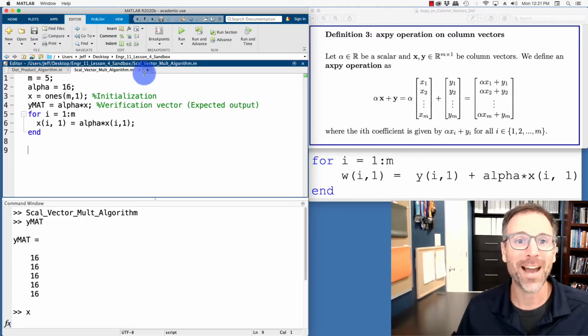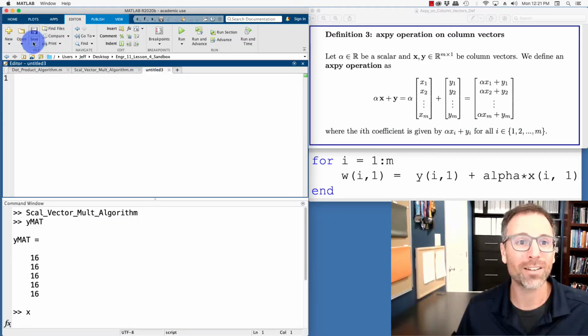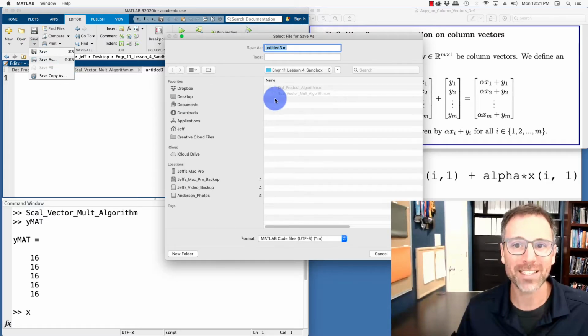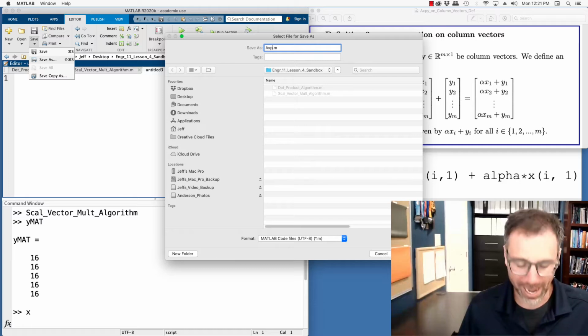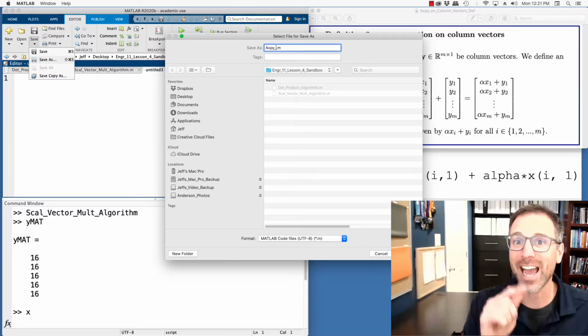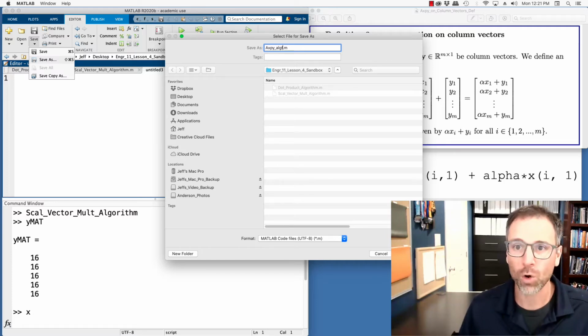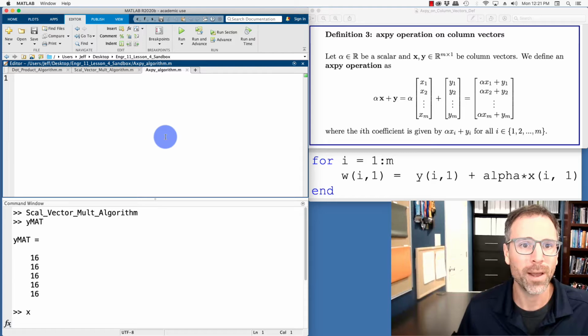Just like we've done in the past, let's go ahead and start a new script file. We'll go ahead and save as, and this is going to be axpy operation algorithm. So axpy operation. Remember, axpy is ax plus y algorithm. So this is just a fast one.